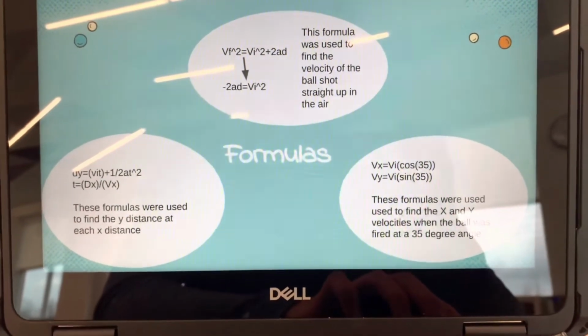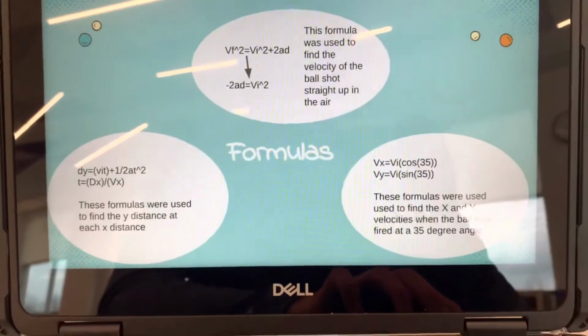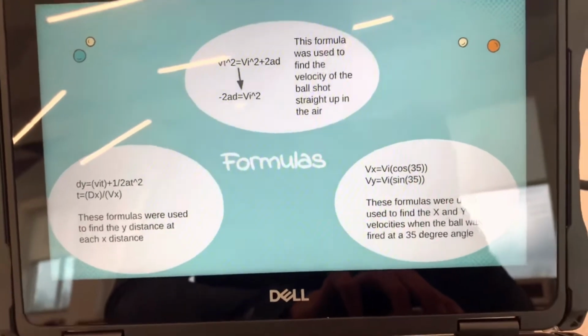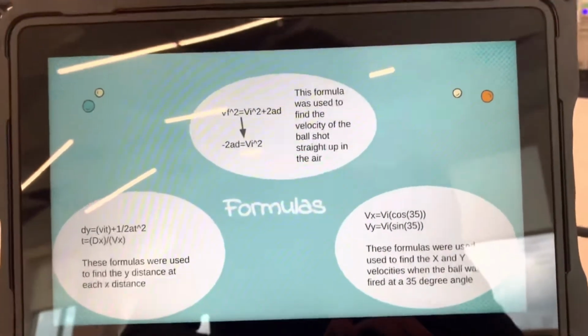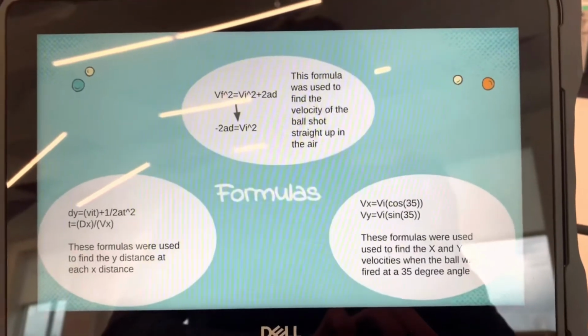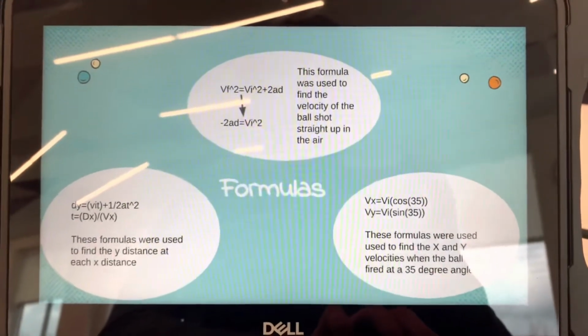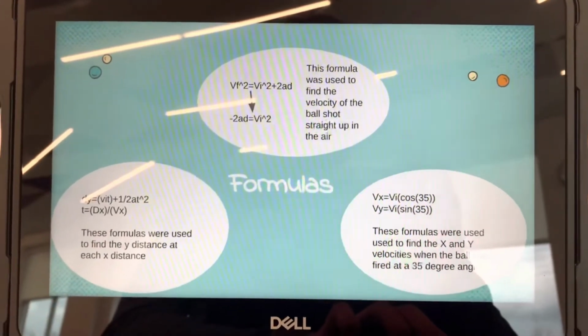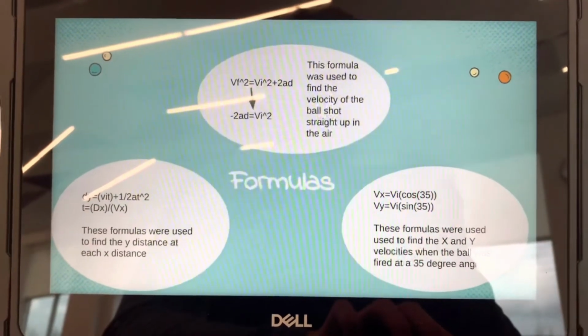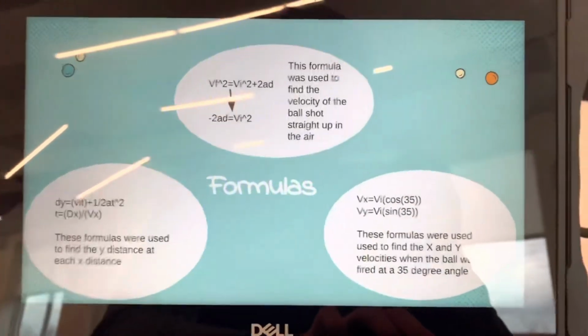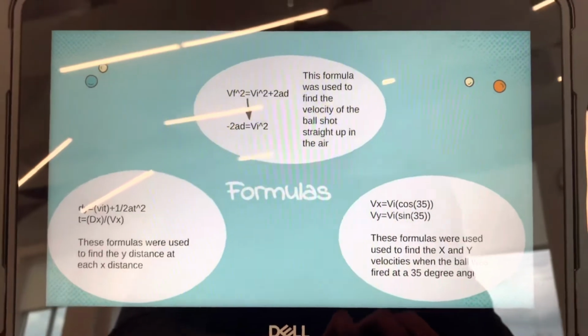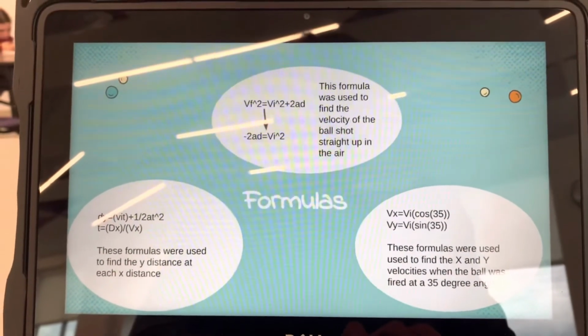This formula was used to find the velocity of the ball shot straight up in the air. Next, we used vx equals vi cosine 35 and vy equals vi sine 35. These formulas were used to find the x and y velocities when the ball was fired at a 35-degree angle.